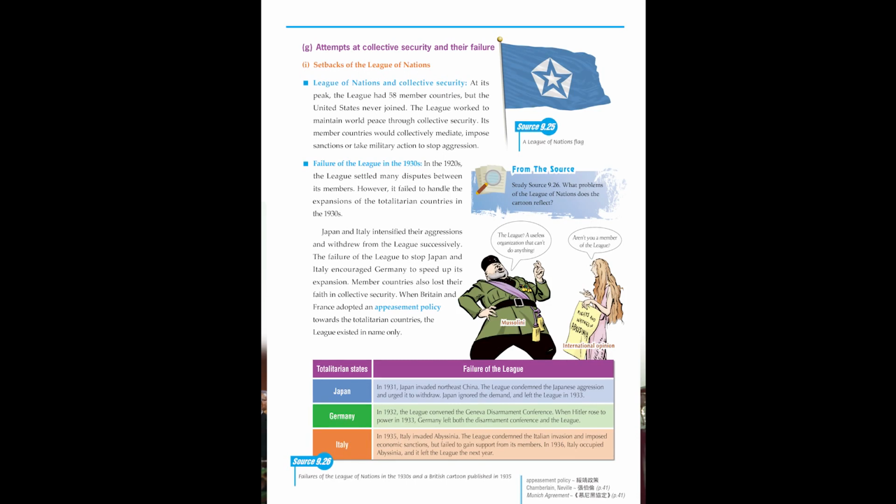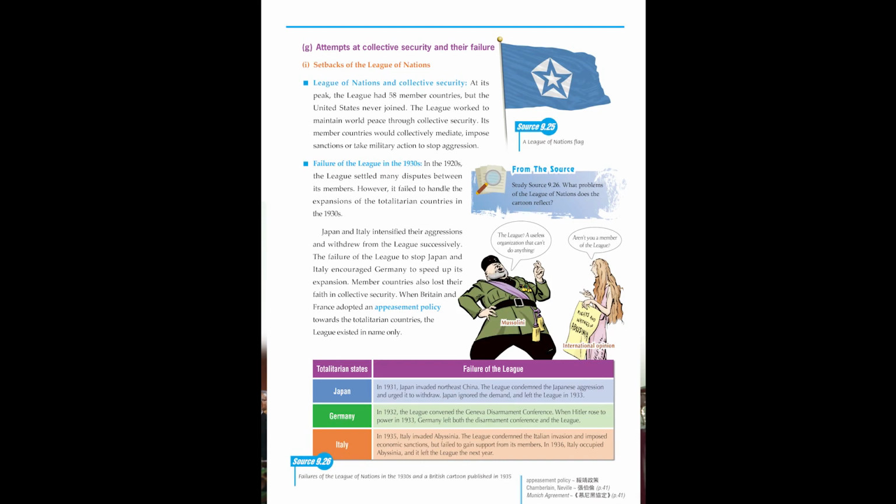Failure of the League in the 1930s. In the 1920s, the League settled many disputes between its members. However, it failed to handle the expansions of the totalitarian countries in the 1930s. Japan and Italy intensified their aggressions and withdrew from the League successively. The failure of the League to stop Japan and Italy encouraged Germany to speed up its expansion. Member countries also lost their faith in collective security. When Britain and France adopted an appeasement policy towards the totalitarian countries, the League existed in name only.